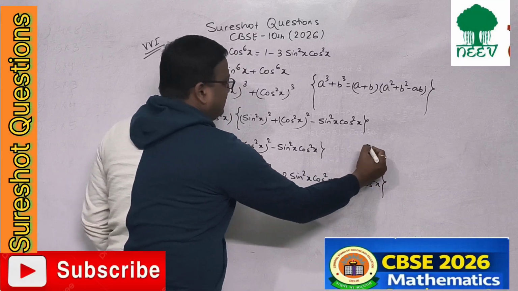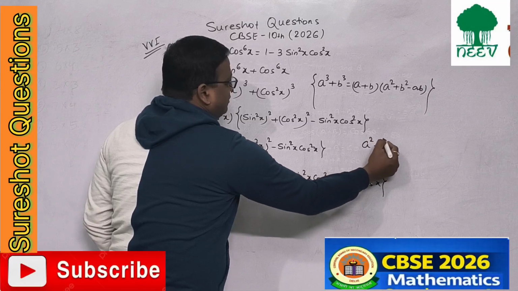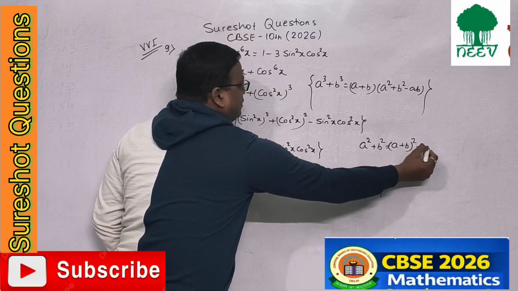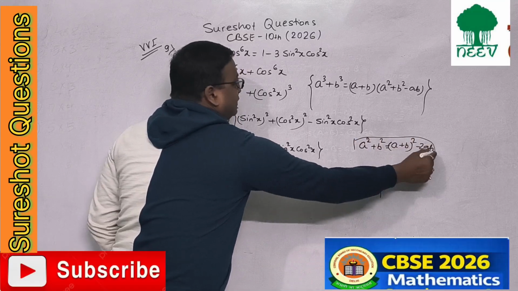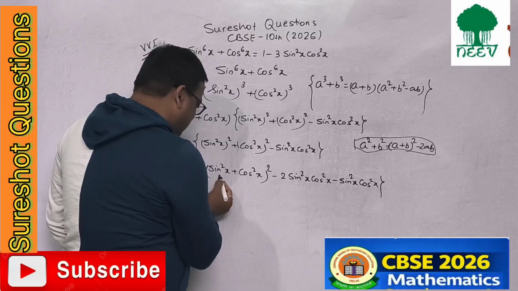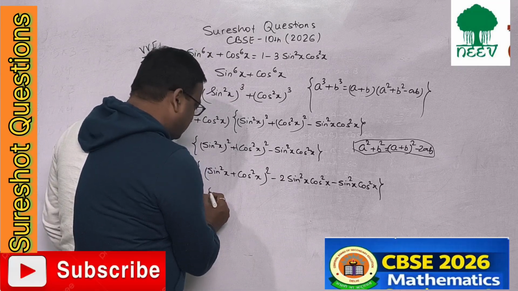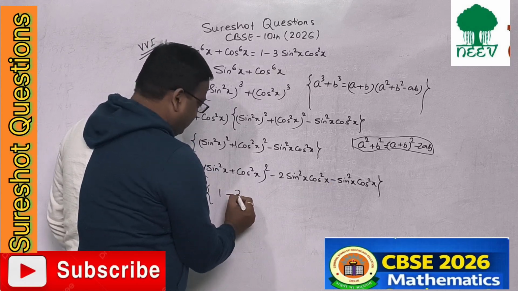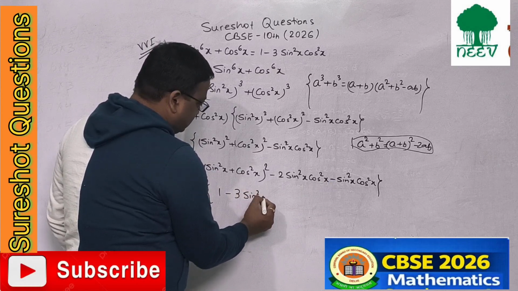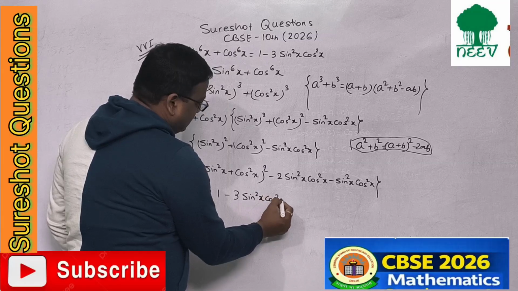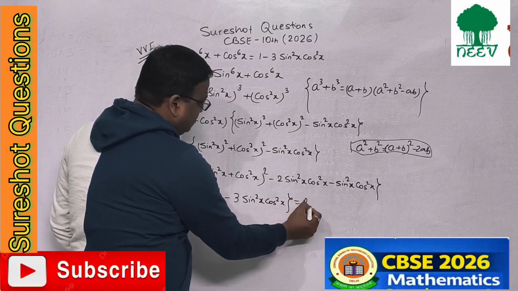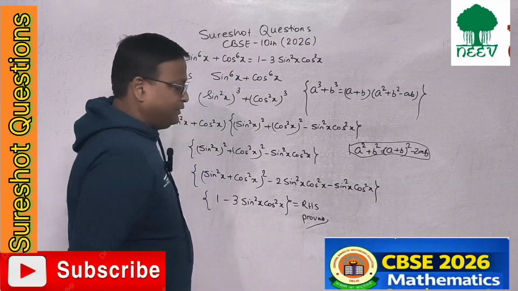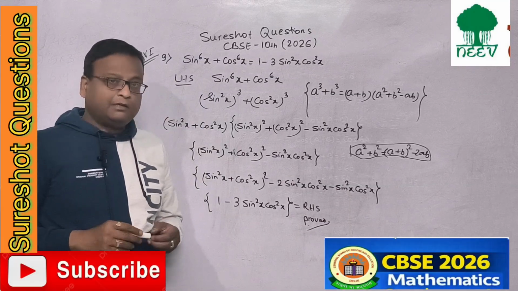What formula have we used here? A square plus b square is equal to (a plus b) whole square minus 2ab. Just remember that. So sin square x plus cos square x is 1. 1 square is 1, minus 2 and 1, minus 3 sin square x cos square x. What we will get? This is equal to RHS. Hence proved. Clear?